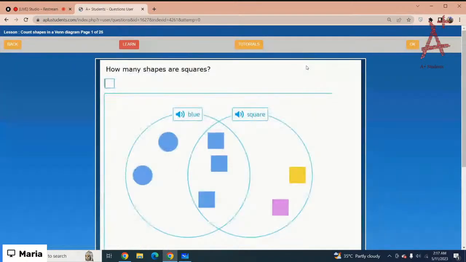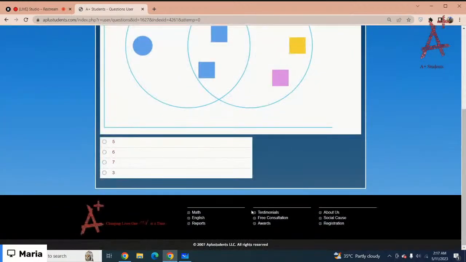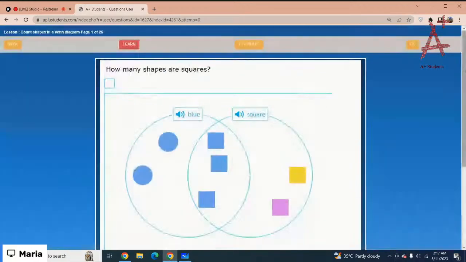Okay. How many shapes are square? So which is the correct option? You can count all that are under this circle that is named square. Got it? So how many squares do we have? Very good. You have 5 squares. The correct option is 5.